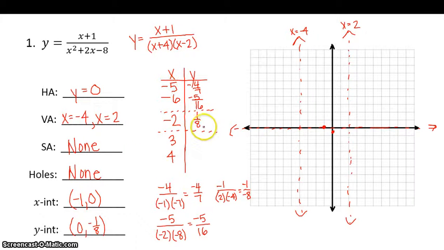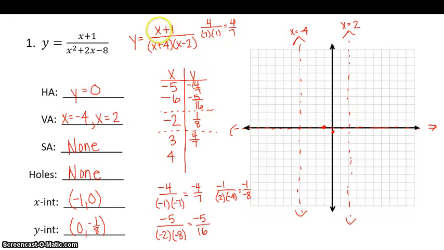Okay, so let's finish this up. So now I'm going to plug in 3 into all this. So 3 plus 1 is 4. 3 plus 4 is 7. 3 minus 2 is 1. So that'd be 4/7 there.